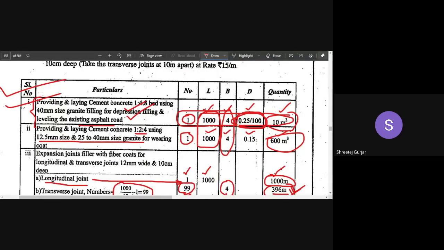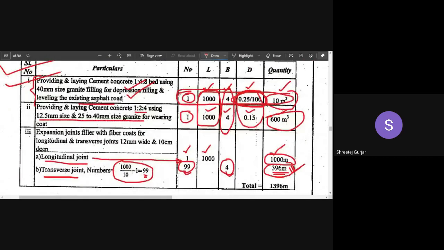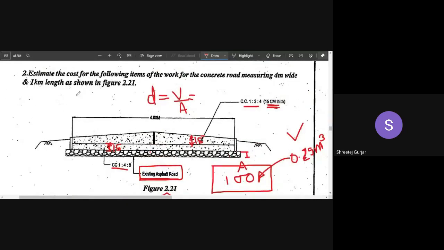Depth we have calculated, and depth is given in cross section that we have written over here. So in your section, you can see only one lane is there. So one we have written. That is also not an issue. Number is done, B is done, D is done. Then length. Regarding length, you can read over here.